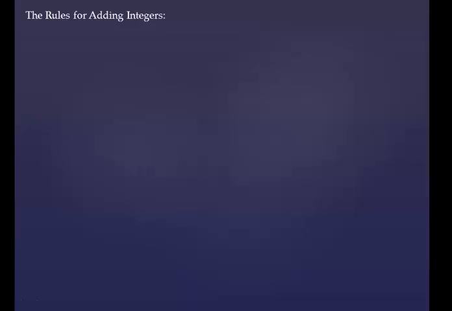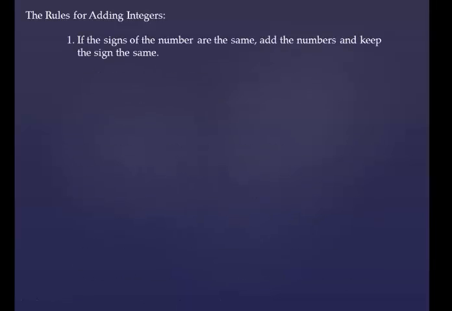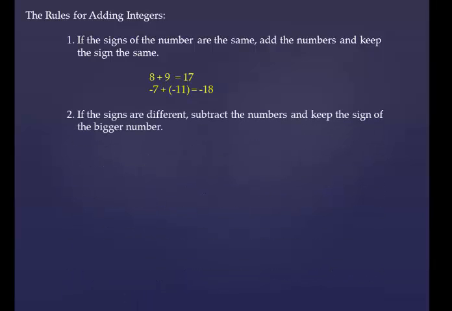If we want to add integers using the rules, if the signs of the numbers are the same, we add the numbers and we keep the sign the same. So for example, 8 plus 9 is 17. Negative 7 and negative 11 is negative 18. We add 7 plus 11 and we keep the negative for the 18. If the signs are different, we subtract the numbers and we keep the sign of whichever number was bigger. So for example, if I have negative 8 plus 10, 10 minus 8 is 2, and the 10 was positive, so my answer 2 is positive.